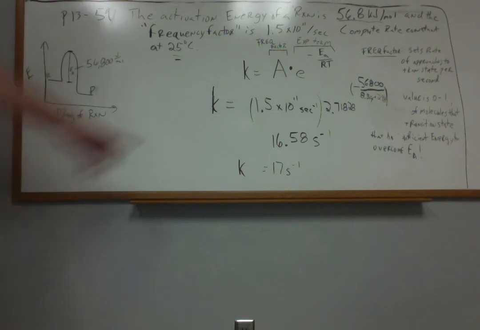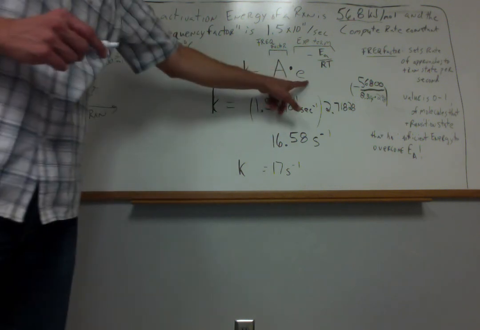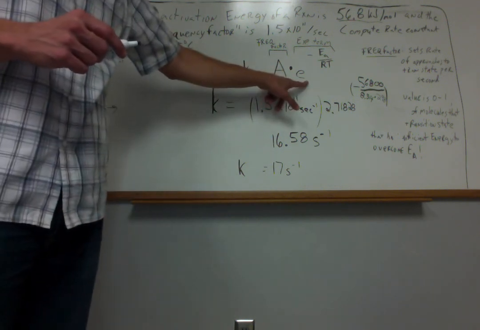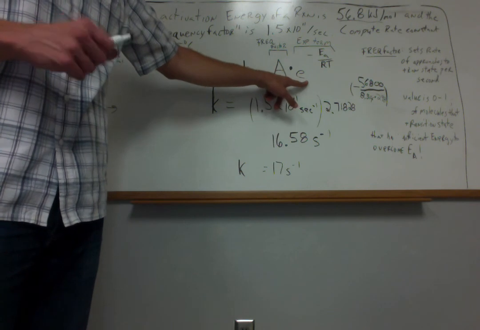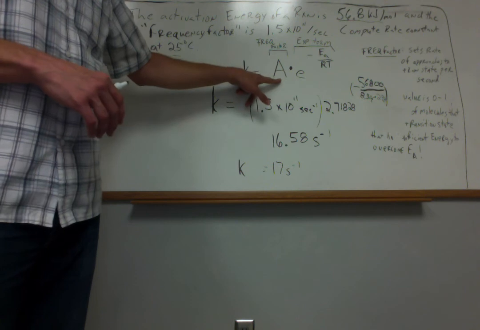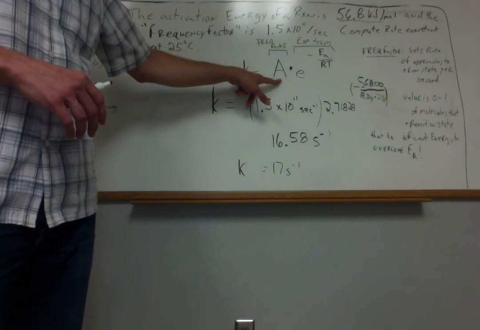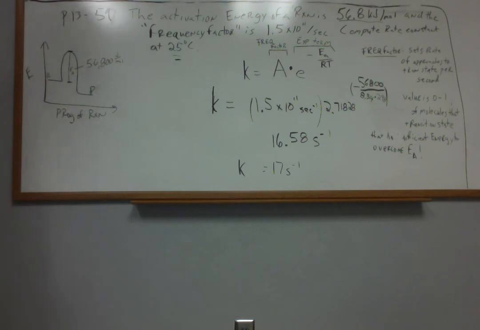And when you combine these two considerations, that is the energy consideration, what fraction of molecules has sufficient energy to overcome the activation energy barrier, and at what frequency these molecules approach the activation energy barrier. Okay, so that's the Arrhenius equation problem.